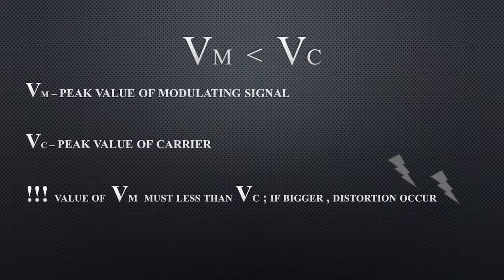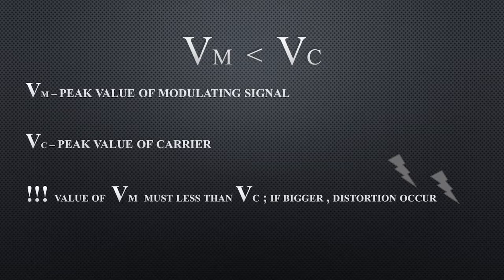In amplitude modulation, it is particularly important that the peak value of the modulating signal, Vm, be less than the peak value of the carrier, Vc. Vc is the carrier signal, while Vm is the modulating signal. Distortion occurs when the amplitude of the modulating signal is greater than the amplitude of the carrier.